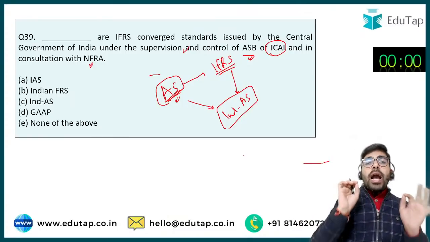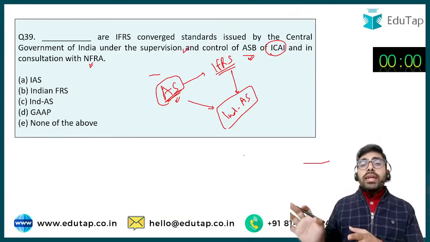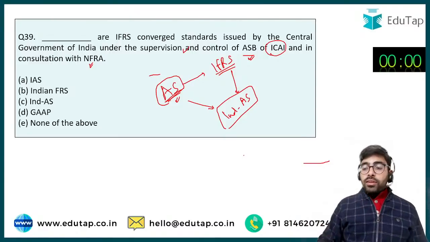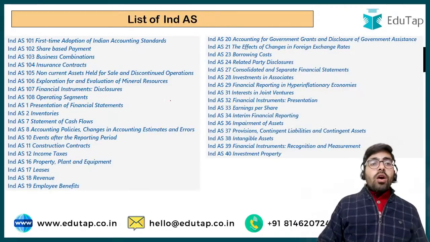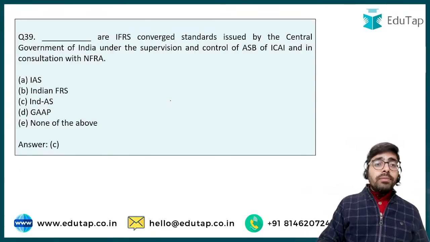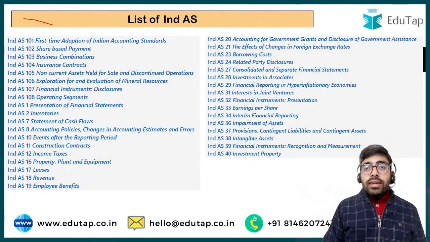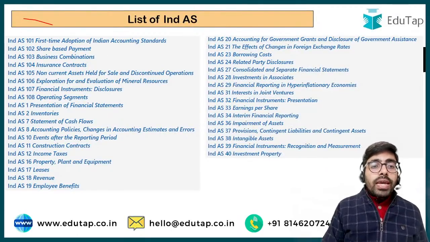So your accounting standard 3 was about the cash flow statement, but Ind AS 3 is not the cash flow statement, it is going to be something else. So here the answer is going to be option number C, Ind AS. So here is the list of all the Ind AS that are there. Here you can see that your Ind AS 7 deals with the cash flow statement.